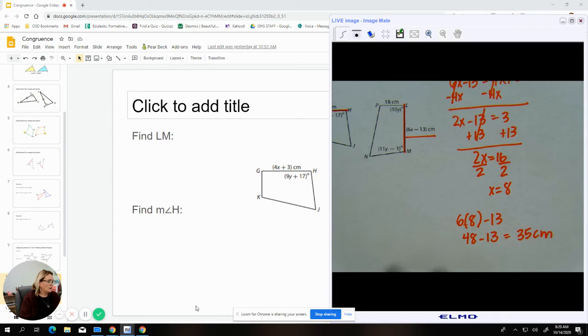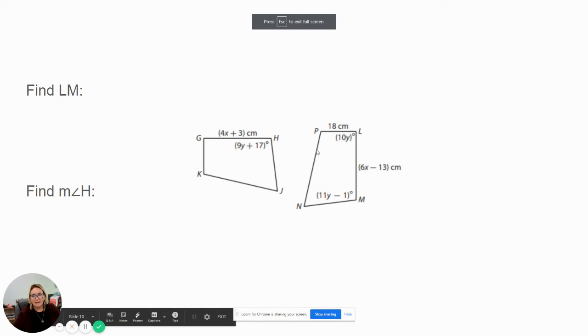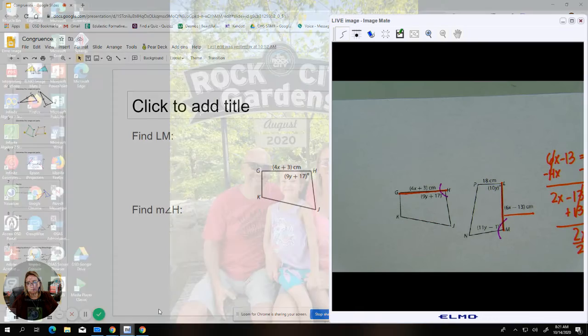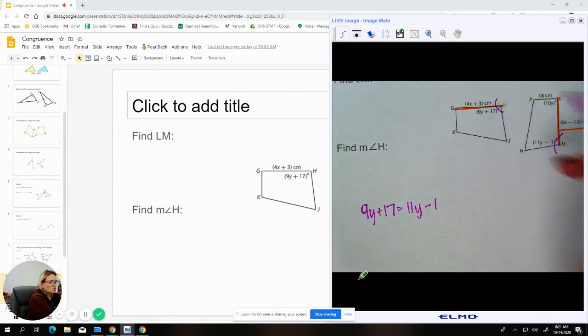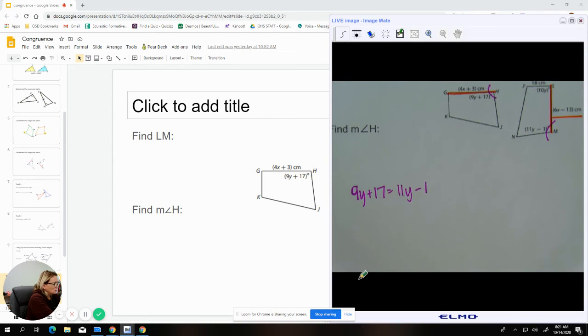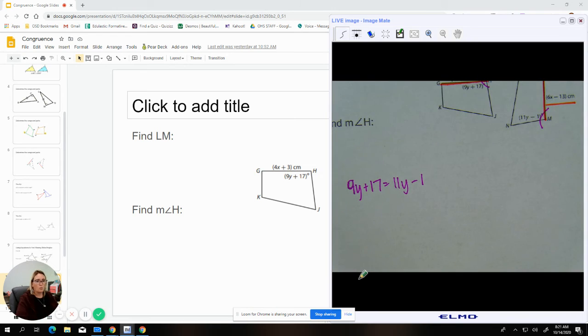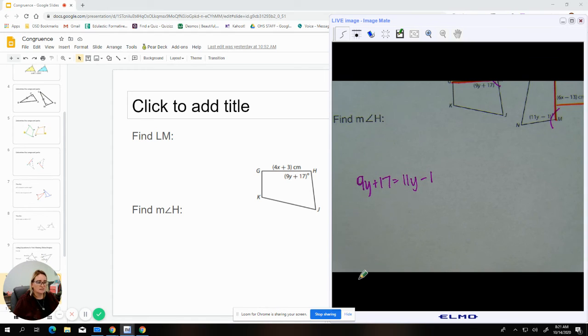Okay, so now let's look at the second one. Okay, now we are going to try to find the measure of angle H. Okay, so take just 10 seconds and see if you can come up with what the equation is going to be for us to be able to solve this. Okay, so hopefully you were able to come up with the fact that angle H is the same as angle M. So our equation would be 9y plus 17 is equal to 11y minus 1. So now take another 10 or 15 seconds and see if you can solve this for y.